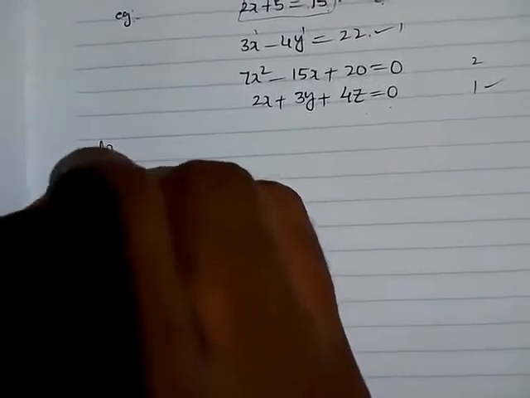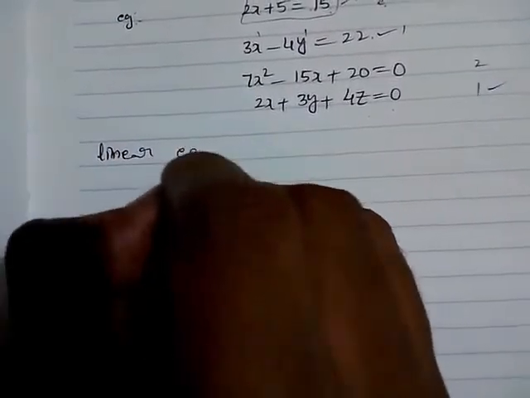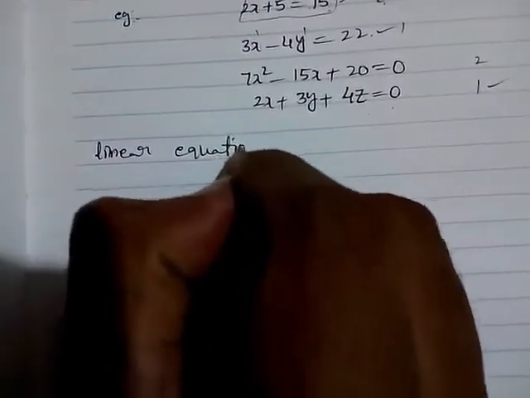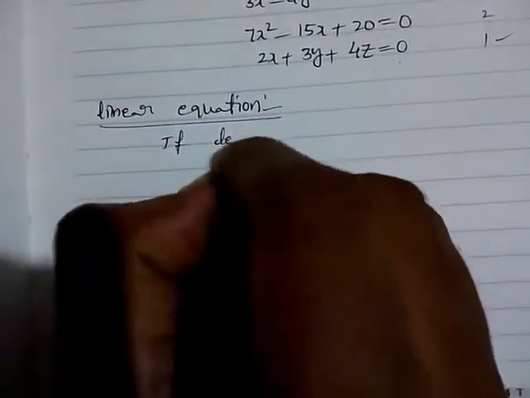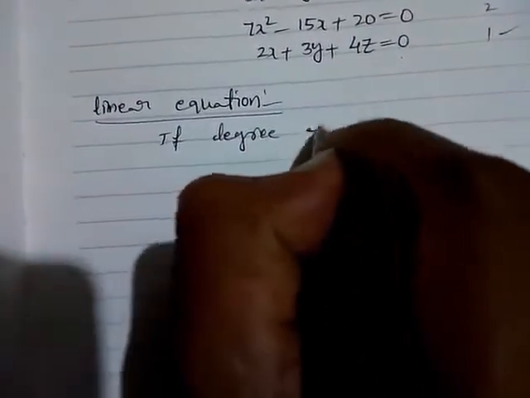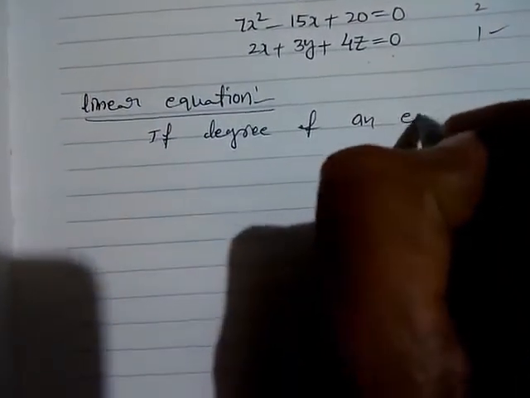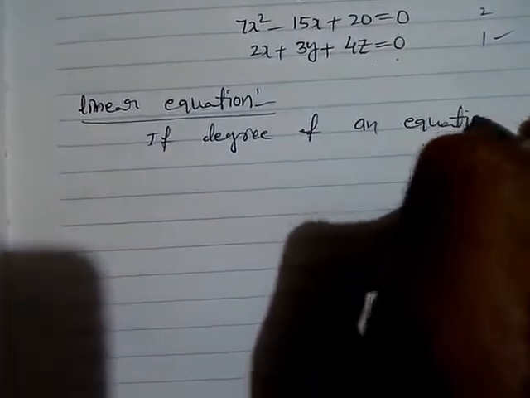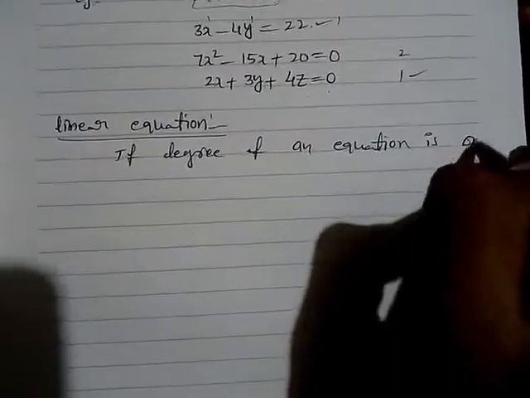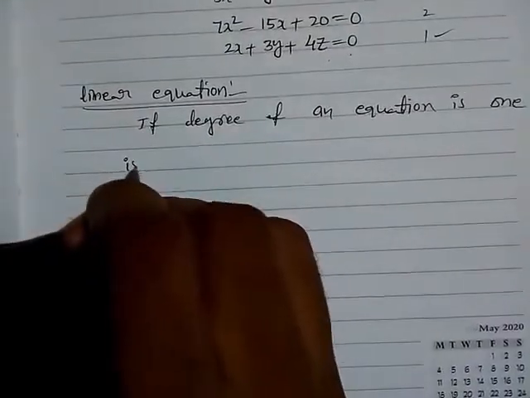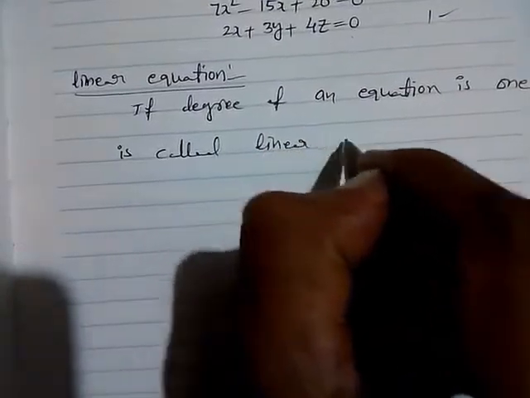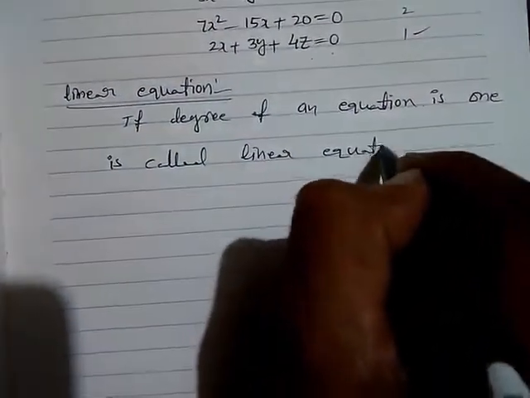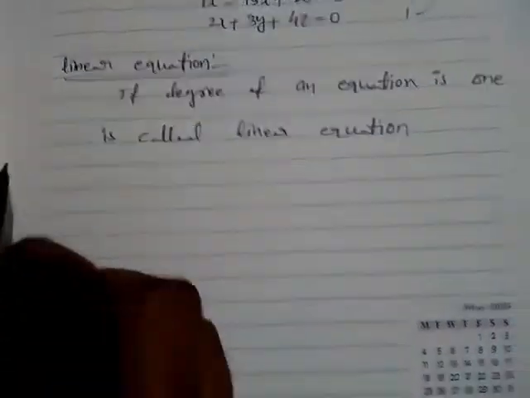Now linear equation. If degree of an equation is 1, is called linear equation.